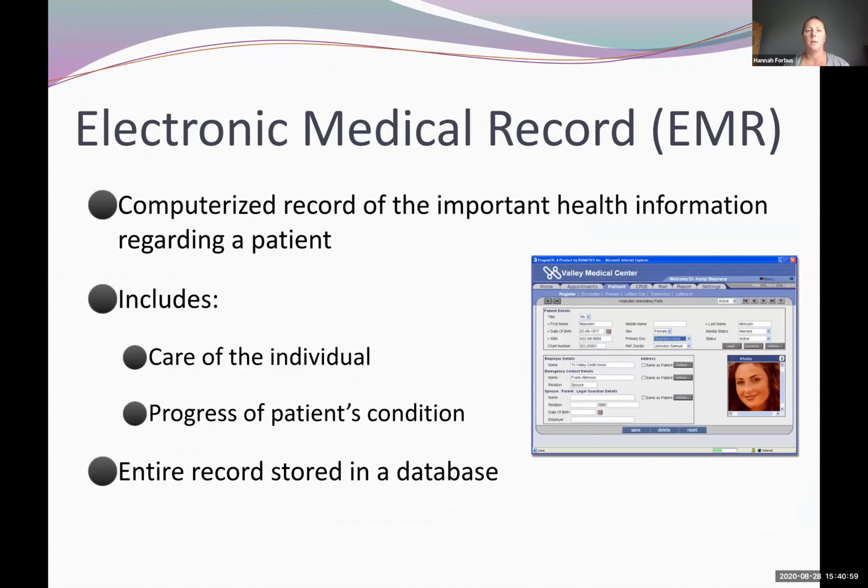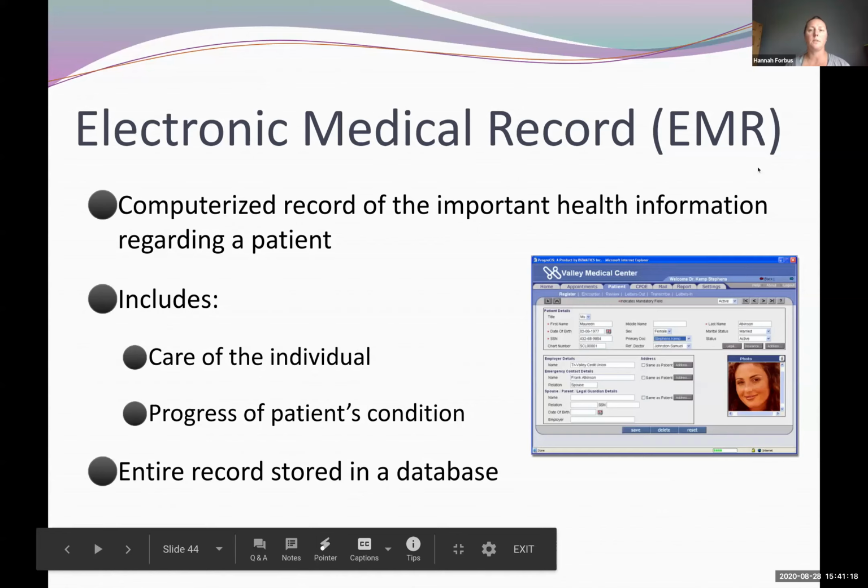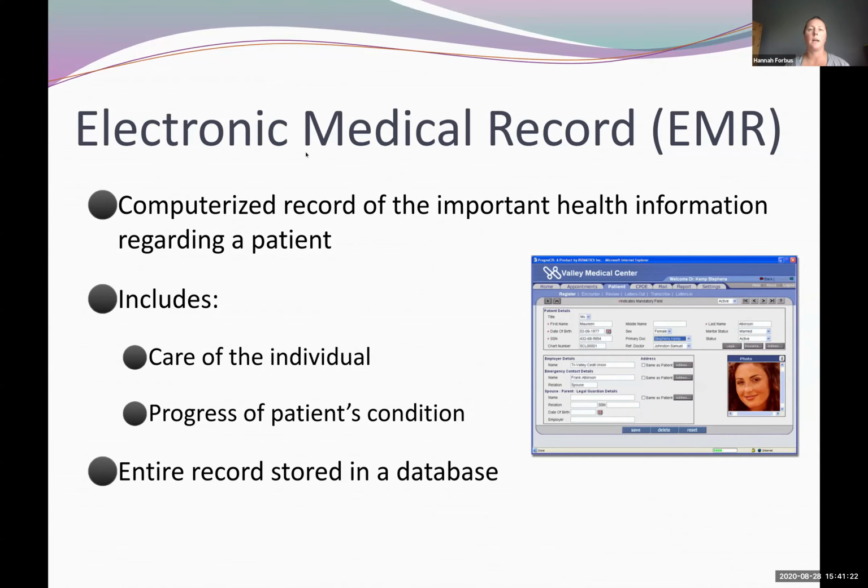So the EMR, electronic medical record, is the most common form of record now. This is the computerized record of any health information regarding the patient, which includes care of the individual and the progress of the patient's condition. The entire record is stored on a database. Sometimes you'll hear it referred to as the EHR, electronic health record. So you could hear it referred to as EMR or EHR.